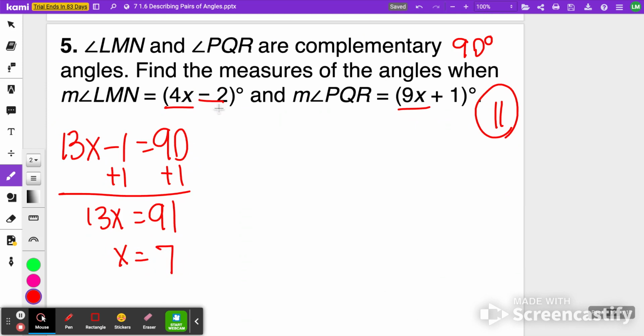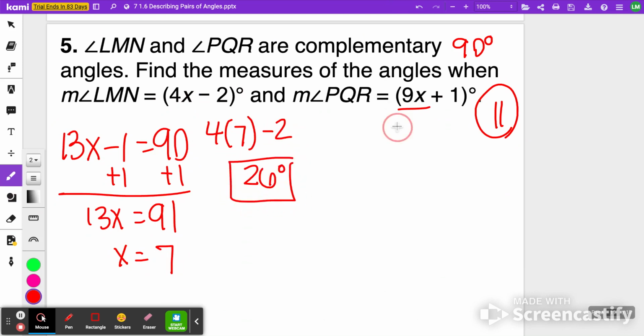So since x is equal to 7, let's go plug it back in to these expressions up here. 4x, that's 4 times 7 minus 2. 28 minus 2 is 26 degrees. And then 9 times 7 is 63, plus 1 is 64. Both of these adding up to be equal to 90 degrees.